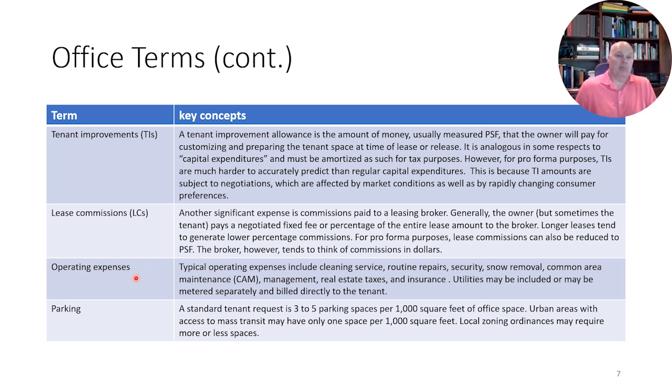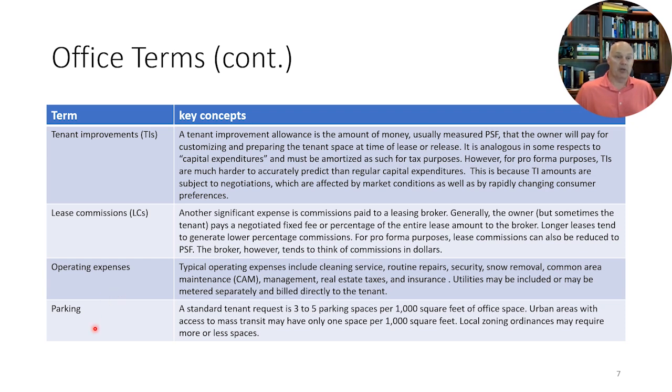So from an operating perspective for office buildings, typical operating expenses include cleaning services, routine repairs, security, snow removal, common area maintenance or CAM, management fees, real estate expenses, and insurance. Utilities may be included or may be metered separately and billed directly to the tenant.